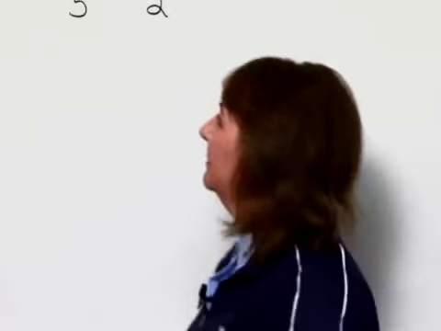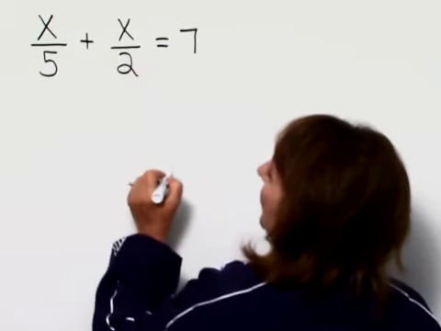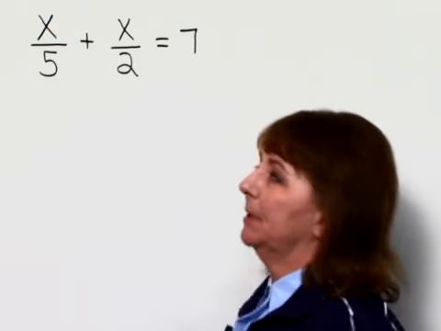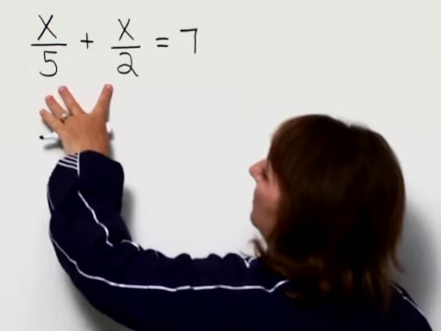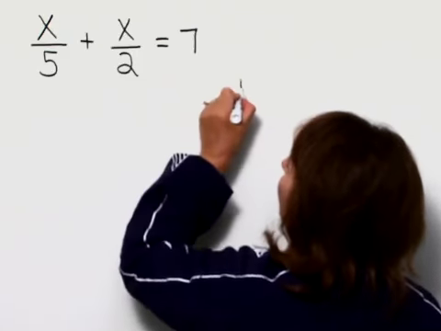Now let's work a problem. We have x over 5 plus x over 2 equals 7. First thing we should do is find the least common denominator. Smallest number 5 and 2 go into is 10. So our least common denominator is 10.